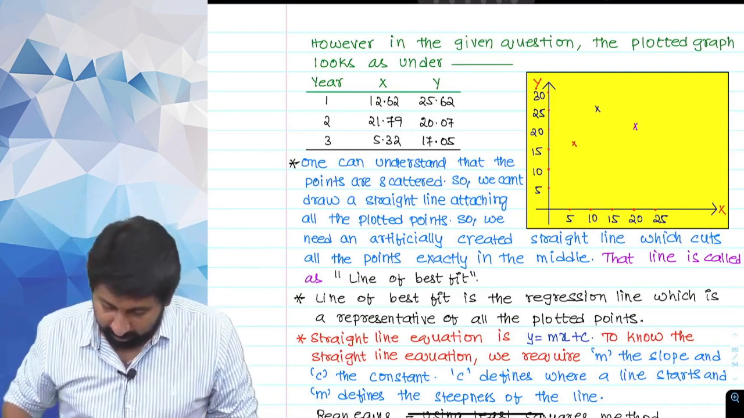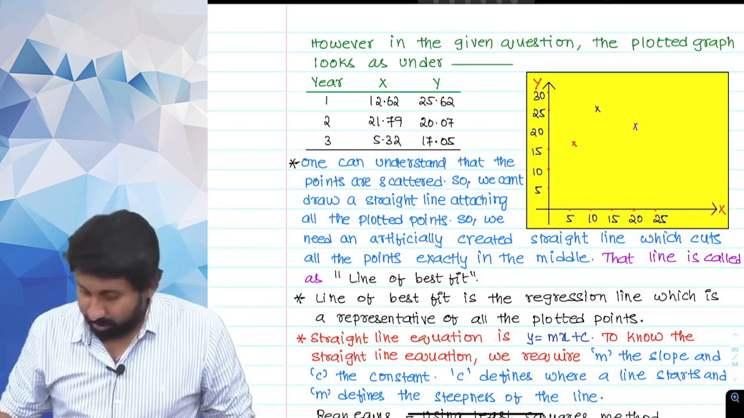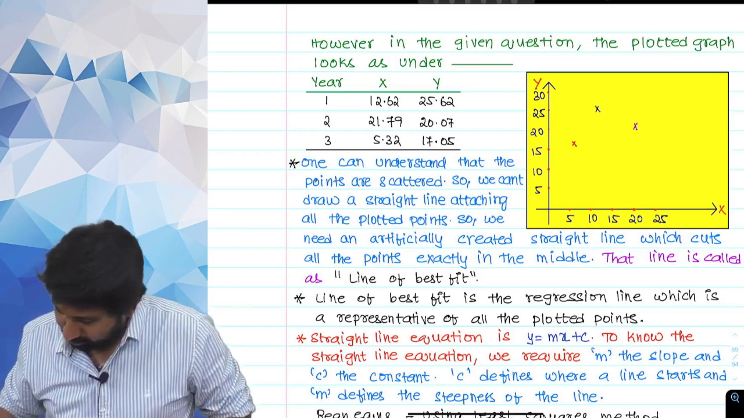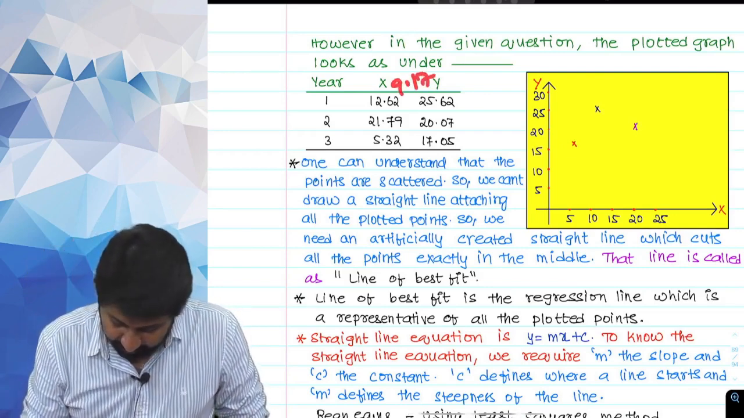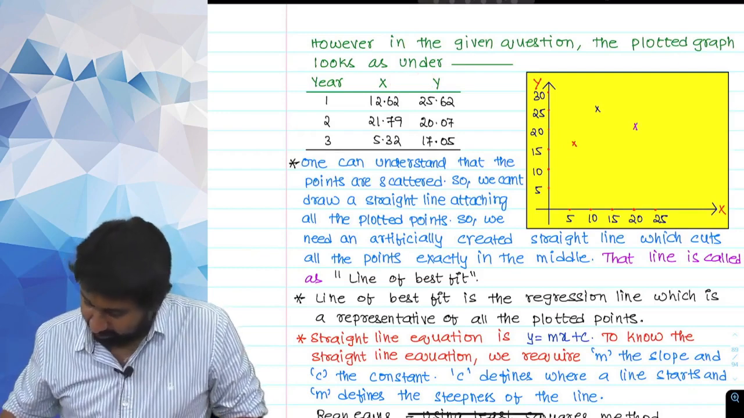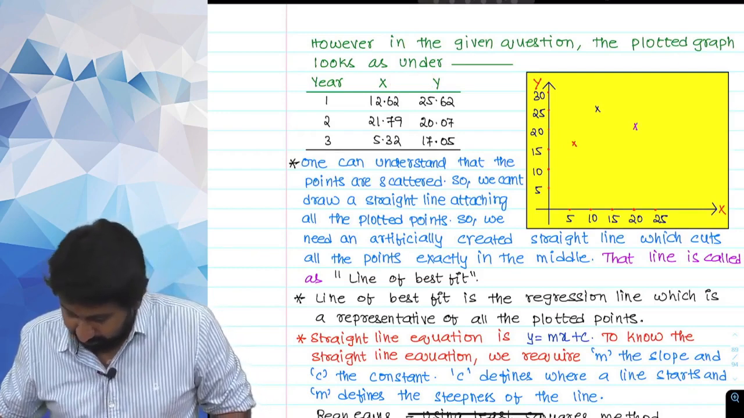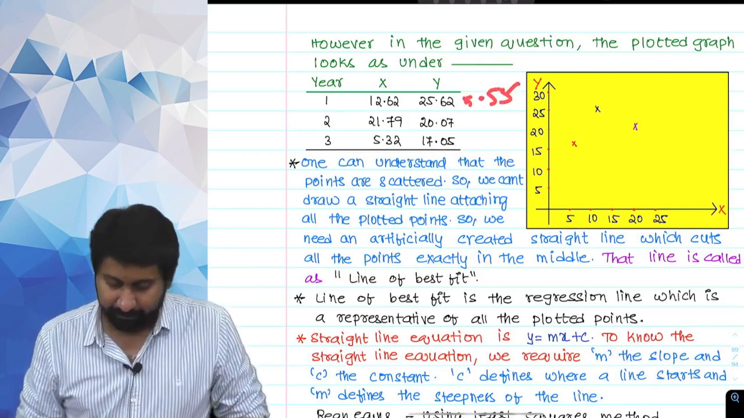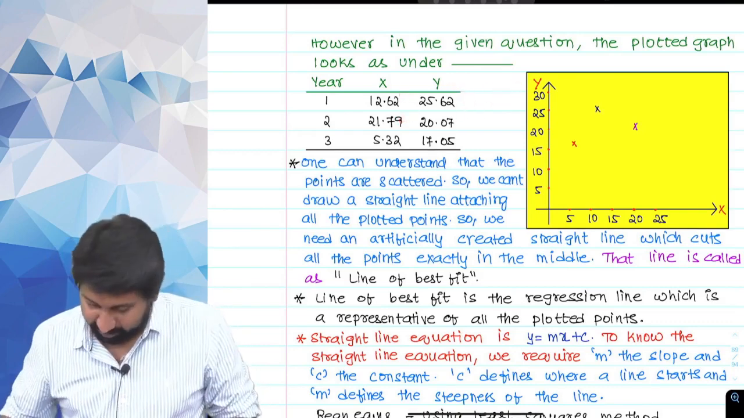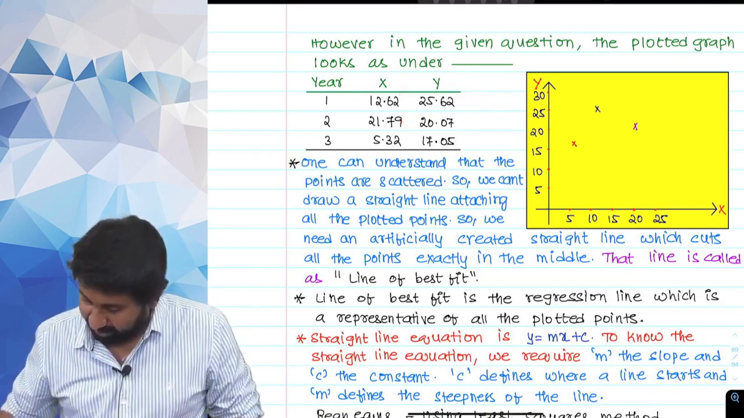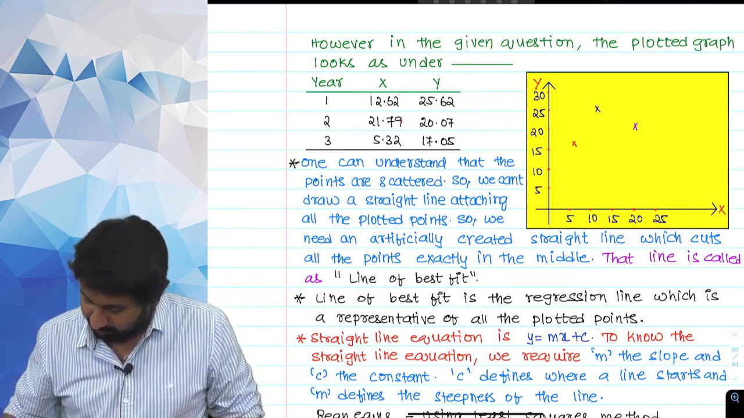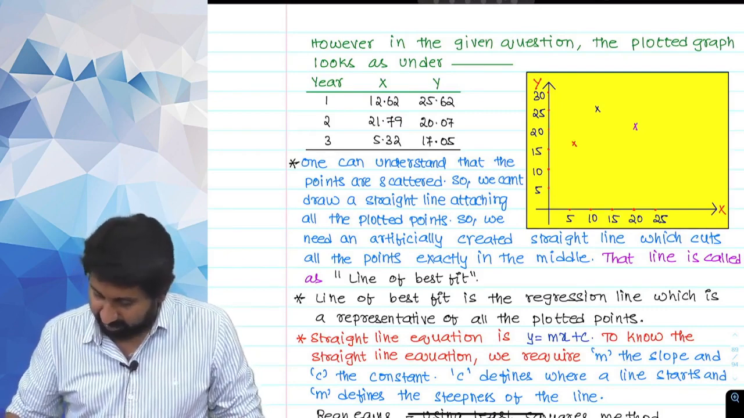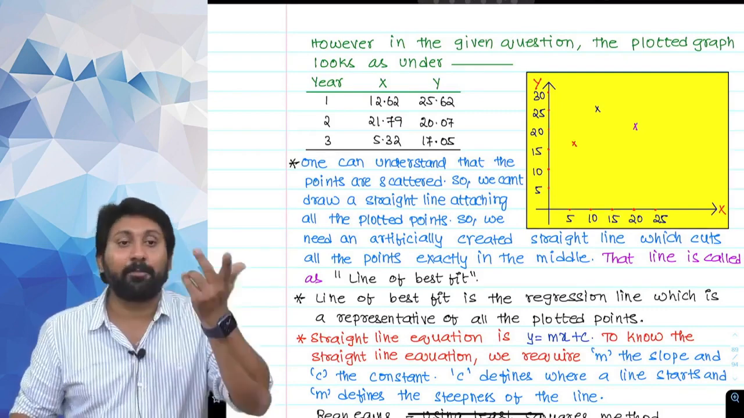Take now. See the difference between 12.62 minus 21.79, 9.17. Next, 25.62 minus 20.07, 5.55. These are the two differences. Next, 21.79 minus 5.32, 16.47, and 20.07 minus 17.05, 3.02.